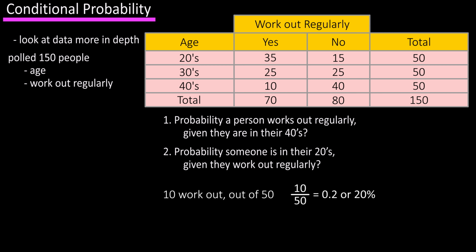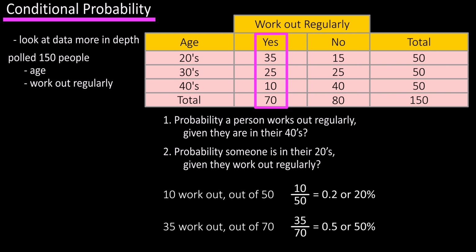For the second question, it's given that they work out, so we need to only look at the workout column here. And we have 35 respondents in their 20s out of a total of 70. So 35 out of 70 equals 0.5 or 50%. So of people who work out regularly, there's a 50% probability that they're in their 20s.